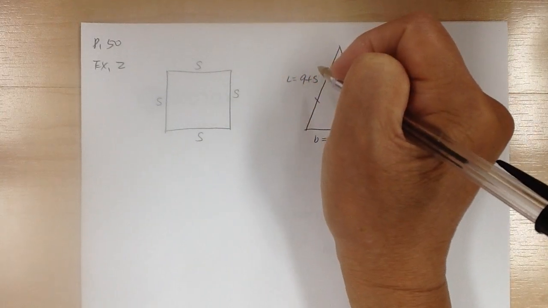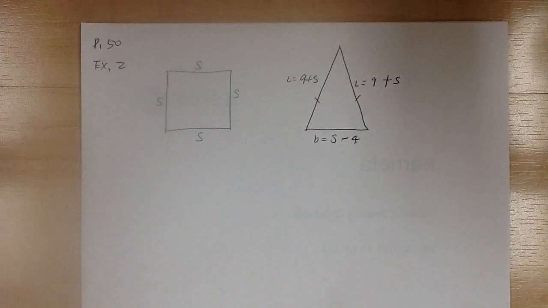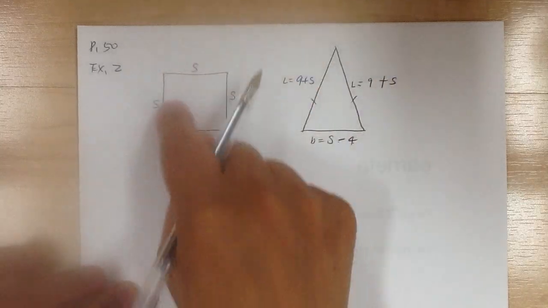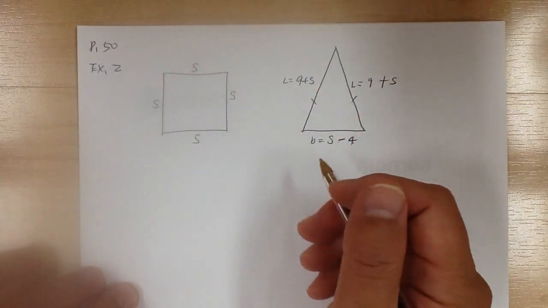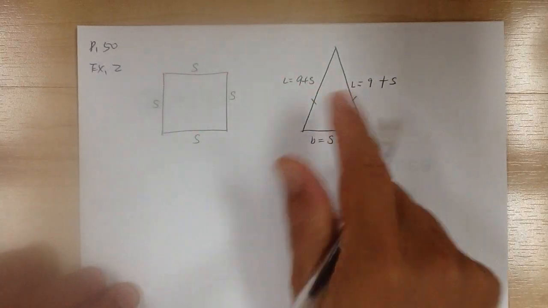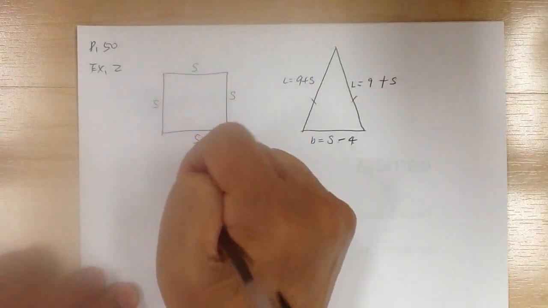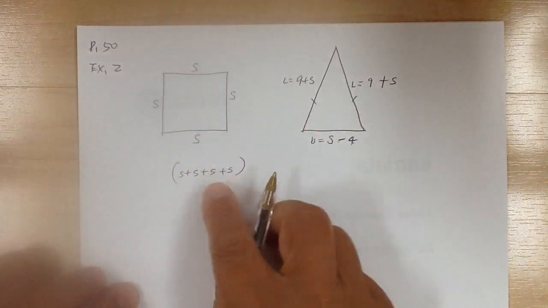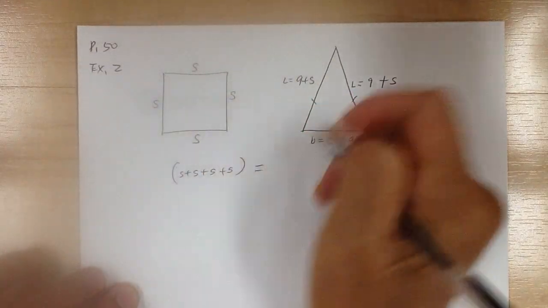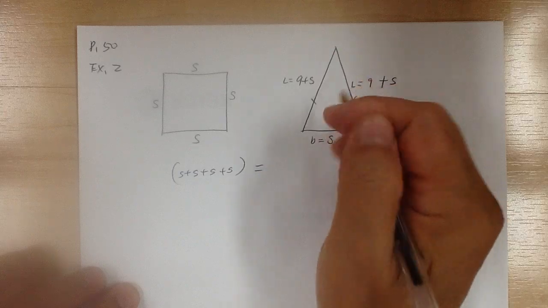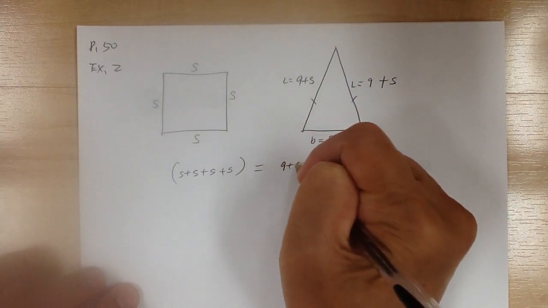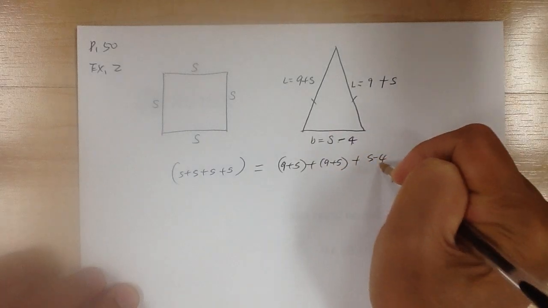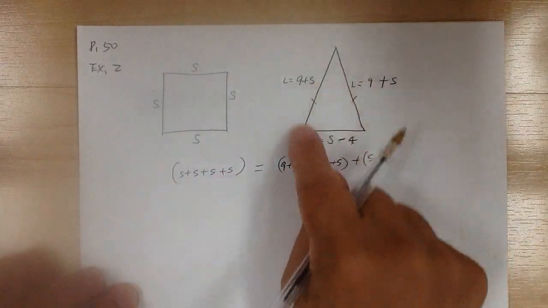And how long was each piece of wire? Again, 2 equal pieces, so this piece equals this piece. We're looking at the perimeter. So this perimeter will equal this. In other words, you add all this together: S plus S plus S plus S. So the perimeter of the square will equal the perimeter of the triangle. So it would be 9 plus S plus 9 plus S plus S minus 4. Again, this is 4 sides, this is 3 sides.